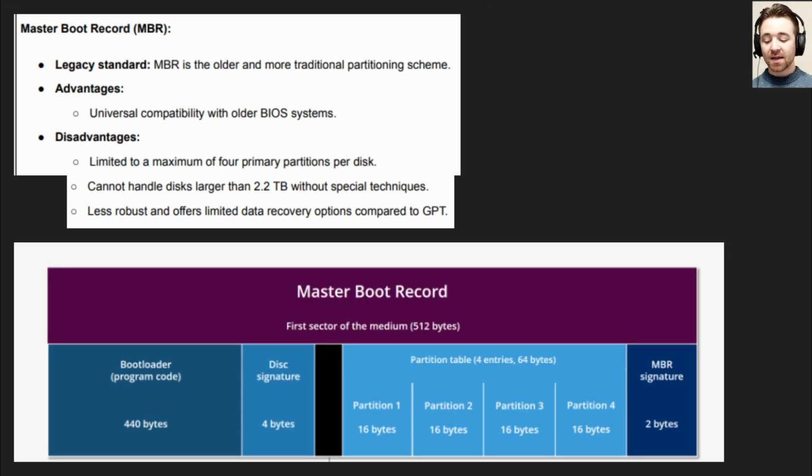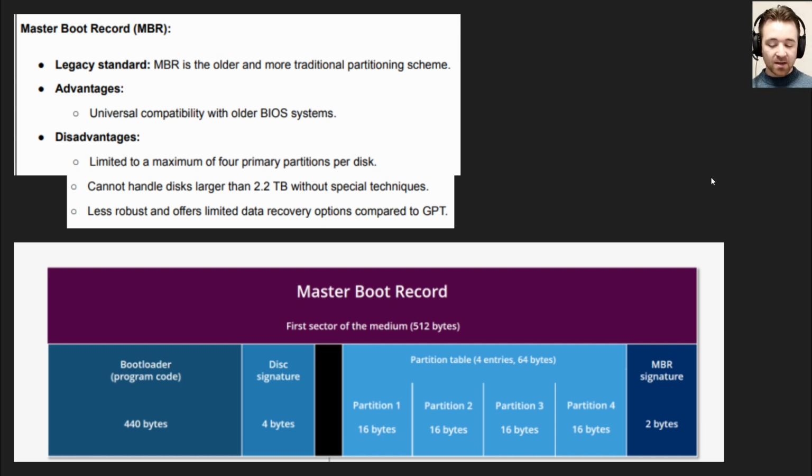The other one is the Master Boot Record, or MBR. This is a legacy standard. So it is the older and more traditional partitioning scheme. The advantages, it's universally compatible with older BIOS systems. So again, if you do have an older system, maybe you want to use this. Disadvantages, it is limited to a maximum of 4 primary partitions per disk. It cannot handle disks larger than 2.2 terabytes without special techniques. It is less robust and offers limited data recovery options compared to GPT.